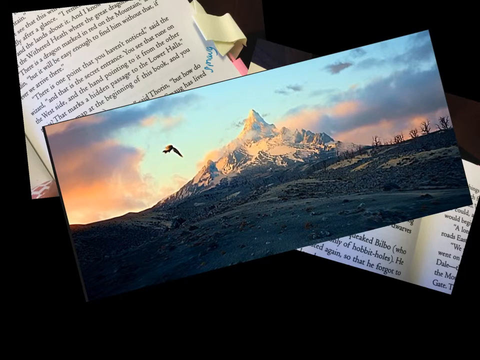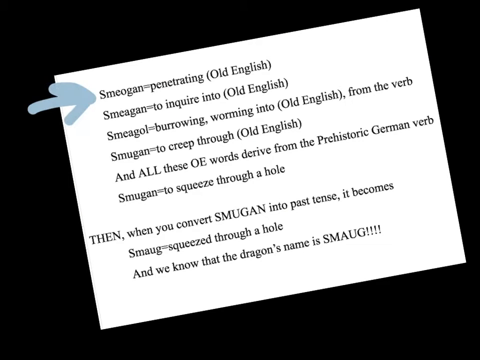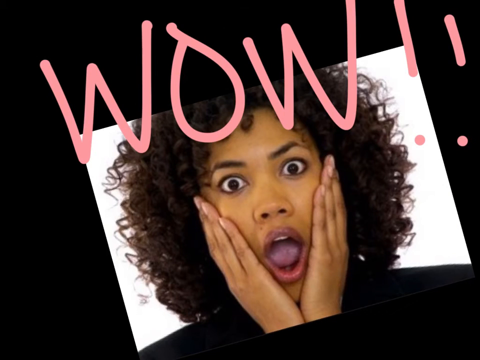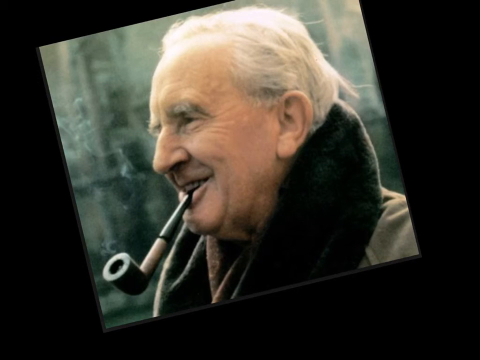But how exactly does Smaug get into the Lonely Mountain? By penetrating into, by burrowing into, and by squeezing through a hole. And of course, since he's done this in the past, he has been squeezed through a hole, which is his name. I blew your mind, didn't I? Don't thank me, thank Tolkien. Okay, fine. Maybe you should thank me, because after all, I'm the one making you read The Hobbit right now.